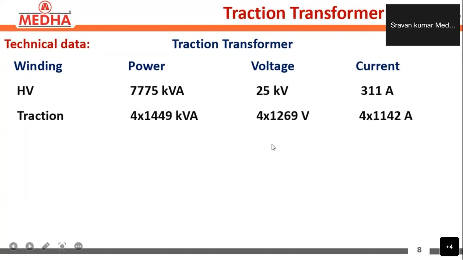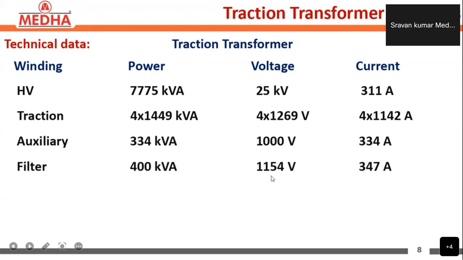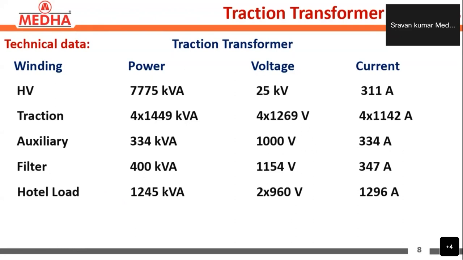And coming to the auxiliary winding, the power is 334 kVA, the voltage from the winding is 1100 volts, and the current is 334 amperes. And coming to the filter winding, the power is 400 kVA, voltage 1154 volts and 347 amperes. And the total hotel load is 1245 kVA, that is 2 into 622.5 kVA, and the voltage would be 2 into 960 volts, and the current is 1296 amperes. So this is the technical data of the traction transformer, the power, voltage and current ratings.